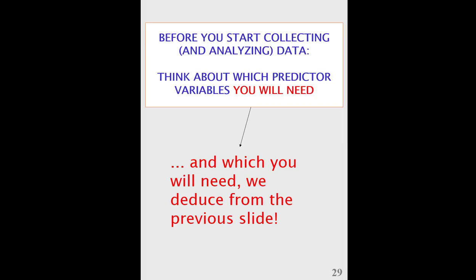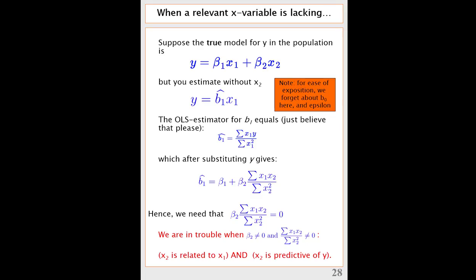Okay, so we were trying to figure out which data we need here. Well, the answer is basically on the previous slide, because there we saw that what we need here is all the variables that have two characteristics: they are related to the variable we're interested in, and they predict y as well. So if we have variables of that kind, we should include them.